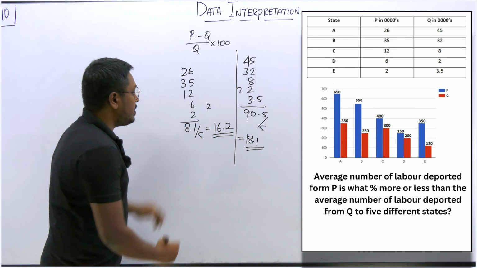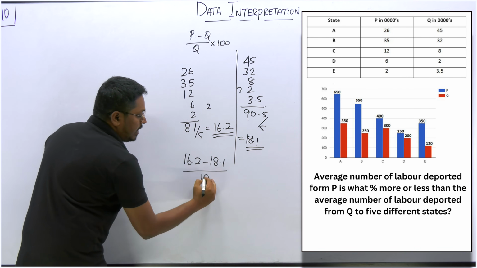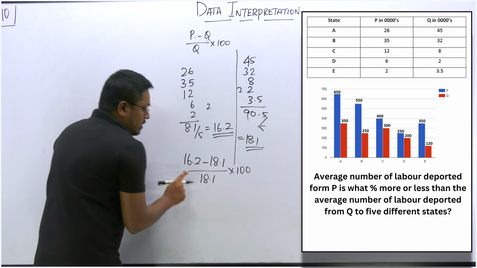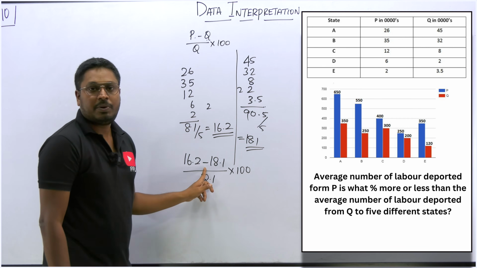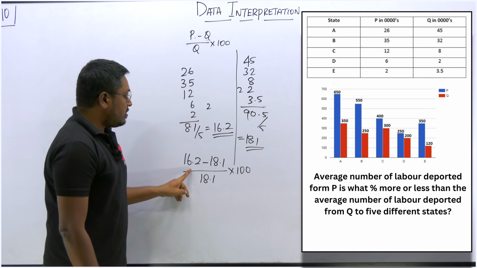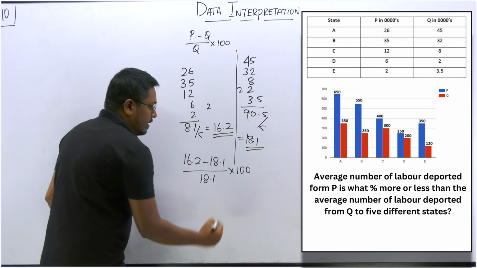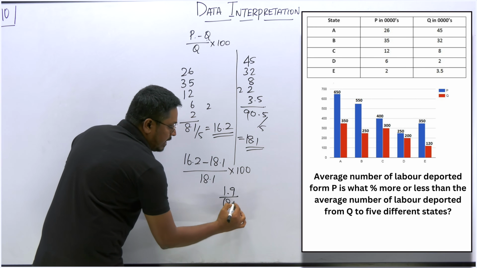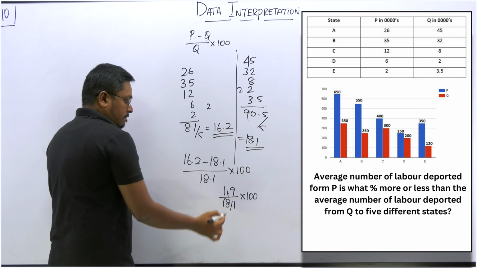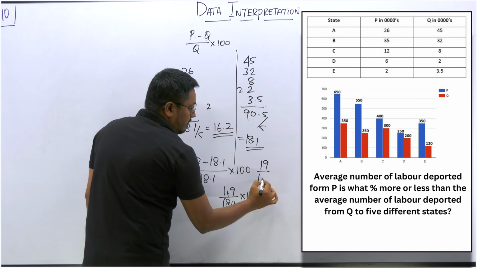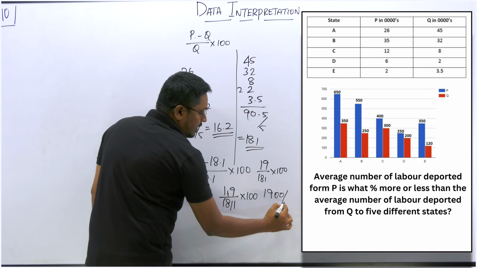So now substitute in the formula. So P will be 16.2 minus 18.1, divided by 18.1 into 100. So here the question says more or less, but here definitely we are getting less. Why? Because the answer we are getting is negative. So 16.2 minus 18.1 will be 1.9, right? So 1.9 divided by 18.1 into 100. 19 by 181 into 100. So 1900 divided by 181.